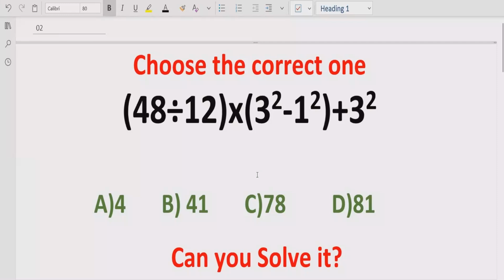Today we will solve another quiz which is related to arithmetic expression. The quiz contains the basic operations: plus, minus, multiplication and division. So we have to solve this quiz using PEMDAS and BODMAS method and find out the correct answer. In the answer list we have 4 answers. A is 4, B is 41, C is 78 and D is 81. So let's see after solving it which answer is correct.